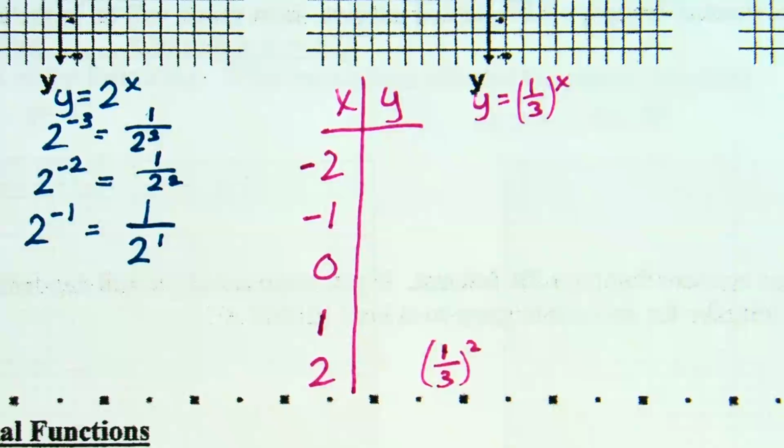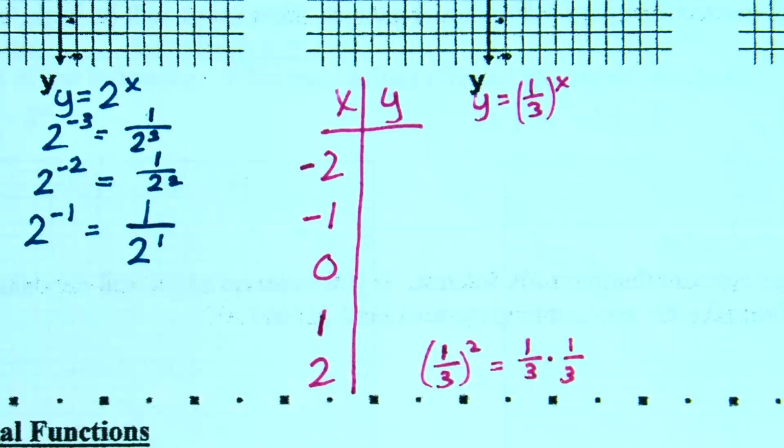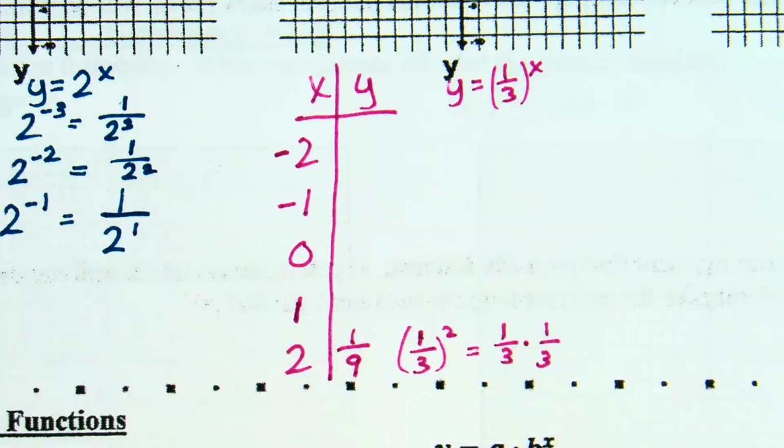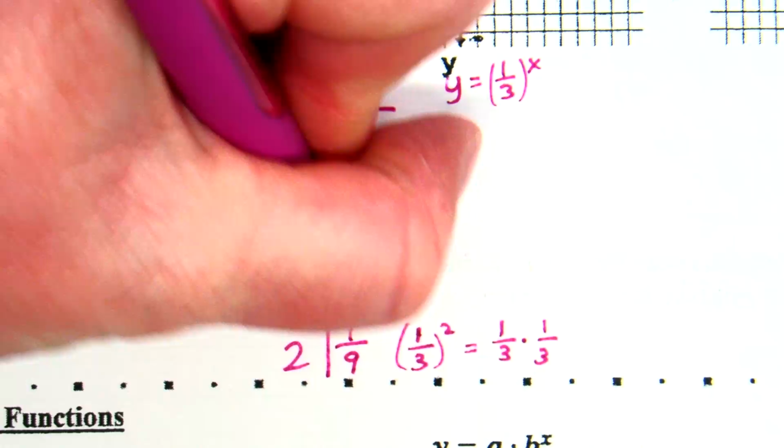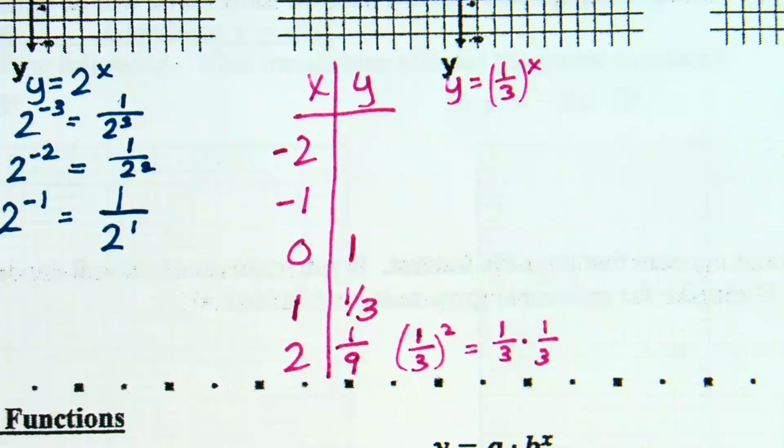What's 1/3 raised to the second? 1/9? Because it would officially be what? 1/3 times 1/3. So you square the 1, you square the 3, you're at 1/9. That wasn't bad, was it? Point is, fractions aren't always horrible. Okay, what about 1/3 to the first? What about 1/3 to the 0? Anything raised to 0 is 1.